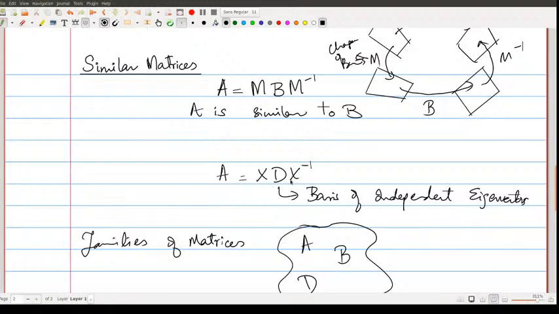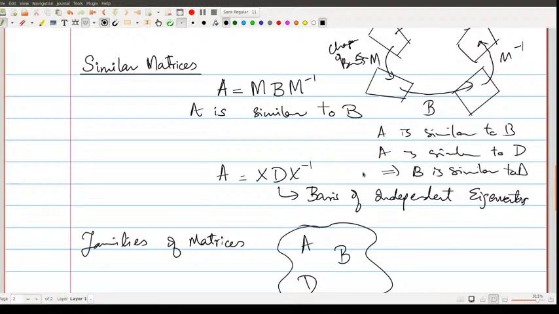So A is similar to the diagonal matrix, and actually B is also similar to the diagonal matrix. So if A is similar to B and A is similar to D, you also get that B is similar to D. And you can check that by saying, since A equals MBM inverse, then I can just say MBM inverse equals XDX inverse, and then I can just move the M's to the other side.